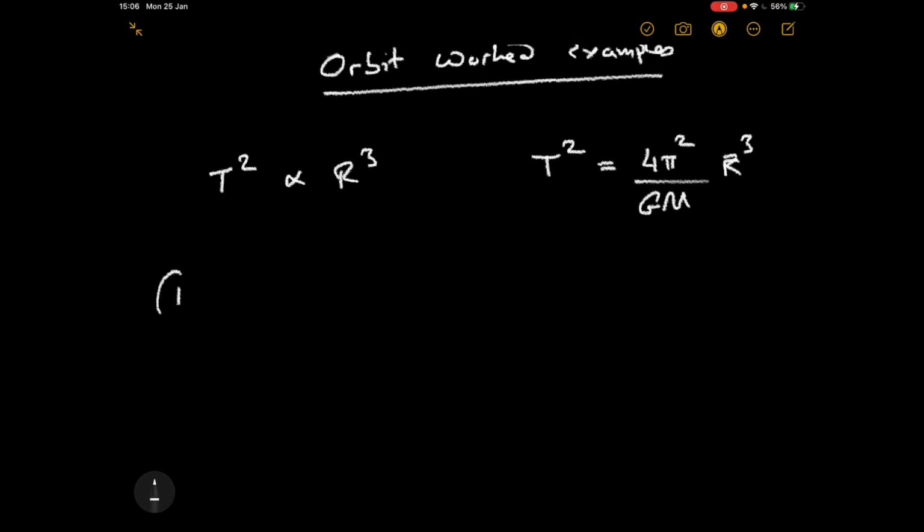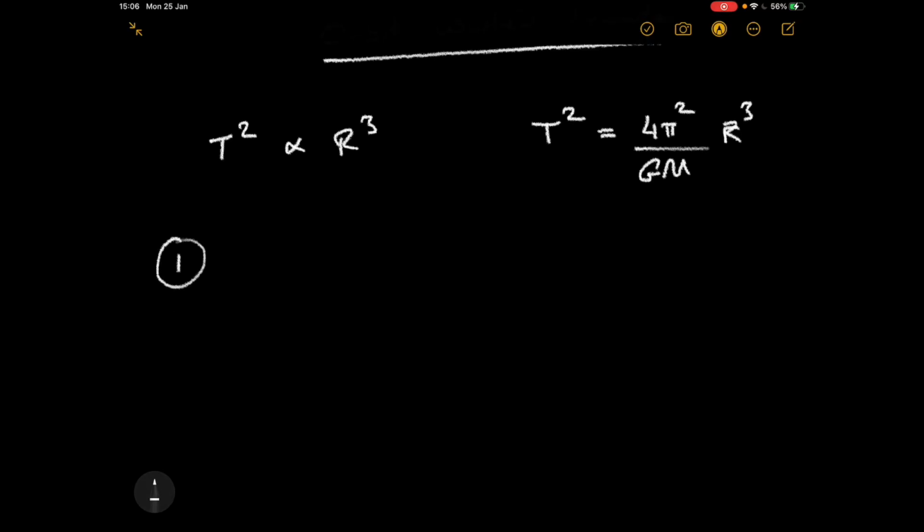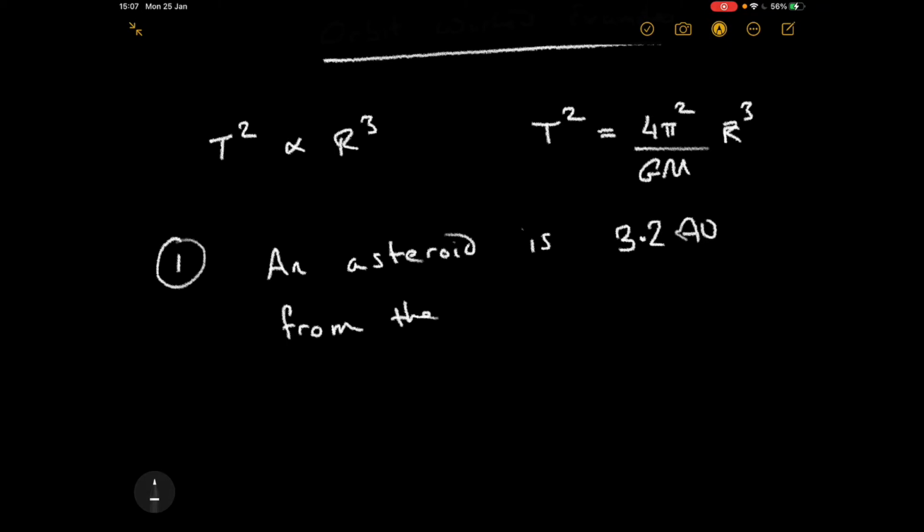Let's do number 1. An asteroid is, let's say, 3.2 AU from the Sun. What is its orbital period? I'm going to solve this both ways just to show that they are the same.